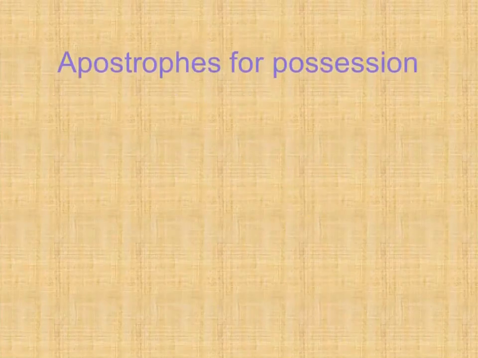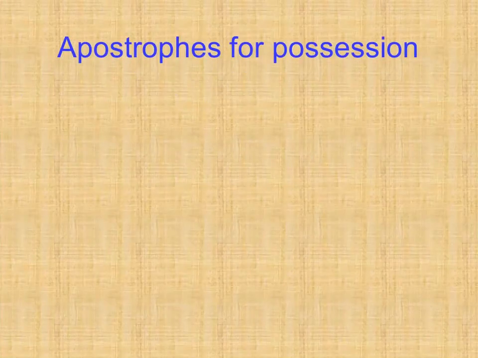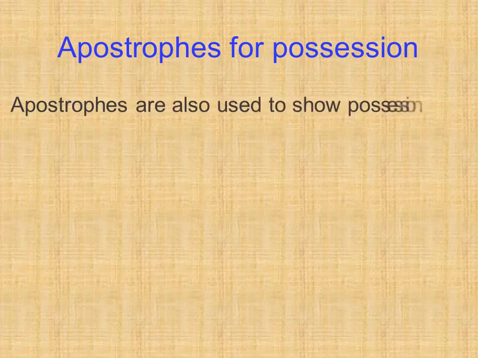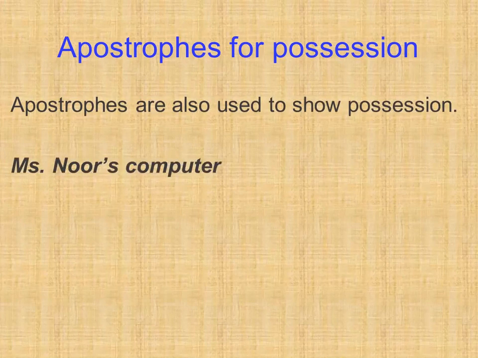Moving on. Apostrophes for possession. Apostrophes are also used to show possession. Take a look at this. Miss Noor's computer. So it's someone's computer. This someone is Miss Noor. It belongs to her. That is why we are using an apostrophe S here in order to show who the computer belongs to.